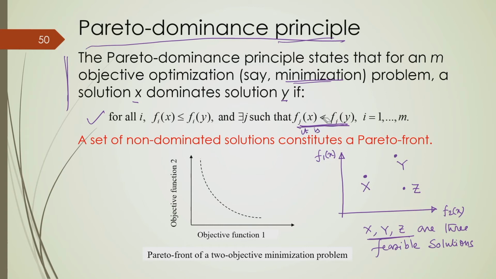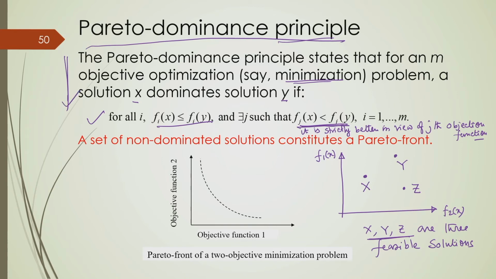So, this condition means it is strictly better in view of the jth objective function. And equally good means it is not worse in view of the other objective function, as mentioned in this condition. So, if both conditions are satisfied, then we say solution X dominates solution Y.